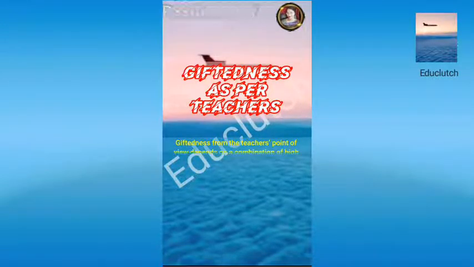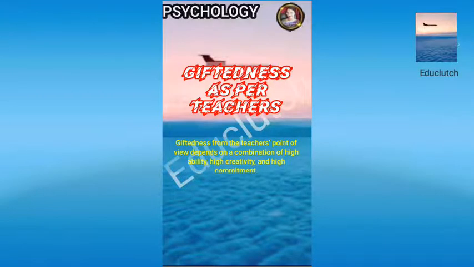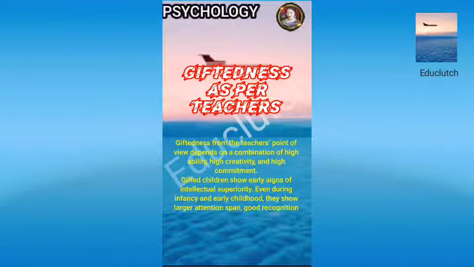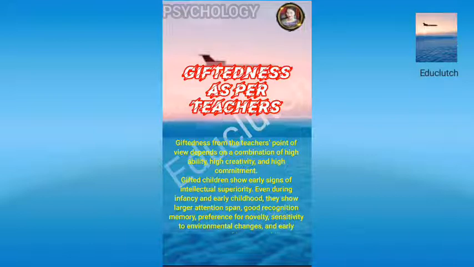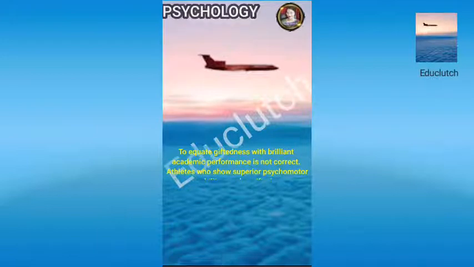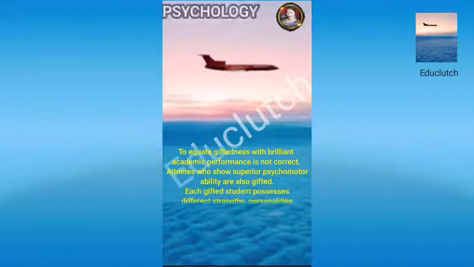Giftedness from the teacher's point of view depends on a combination of high ability, high creativity, and high commitment. So gifted children show early signs of intellectual superiority. Even during infancy and early childhood, they show larger attention span, good recognition memory, preference for novelty, sensitivity to environmental changes, and early appearance of language skills. To equate giftedness with brilliant academic performance is not correct. Athletes who show superior psychomotor ability are also gifted. And each gifted student possesses different strengths, personalities, and characteristics.